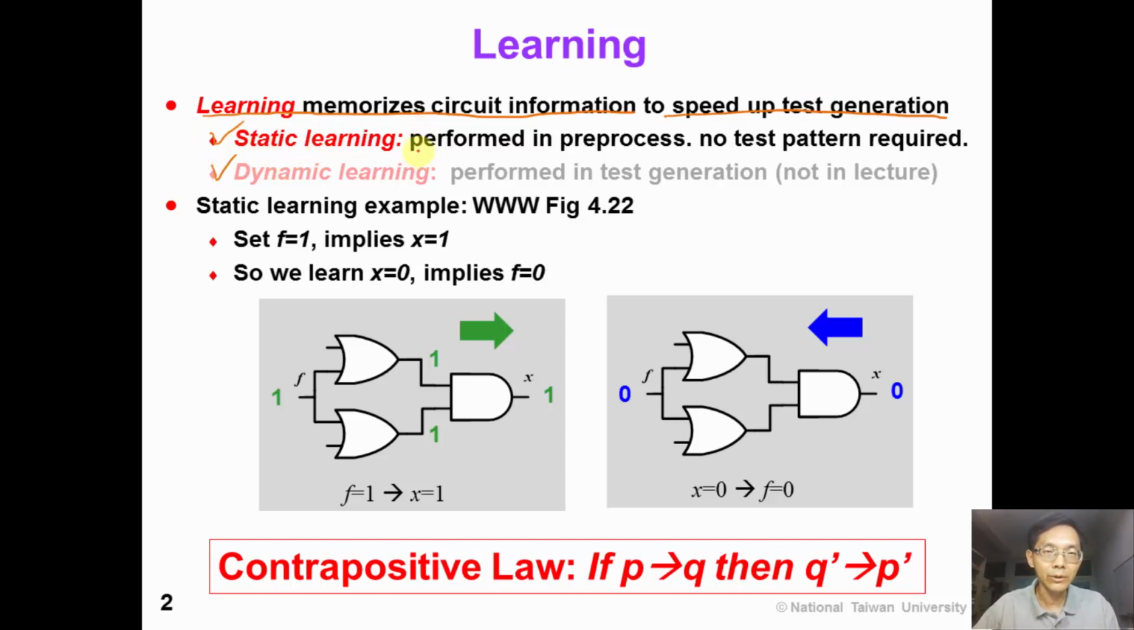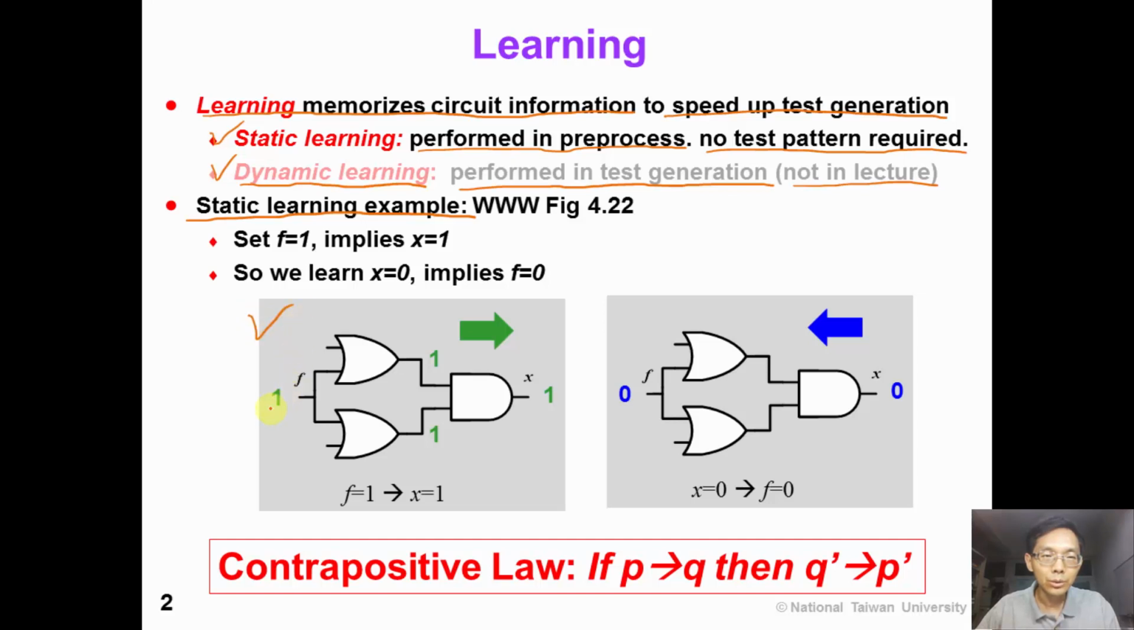The static learning is performed in the circuit preprocess stage, so no test pattern is required. On the other hand, dynamic learning is performed in the test generation stage. Dynamic learning is more effective but consumes more CPU time. So dynamic learning is not included in this video. We will focus on static learning in this video only. Now we will show a static learning example from our textbook.